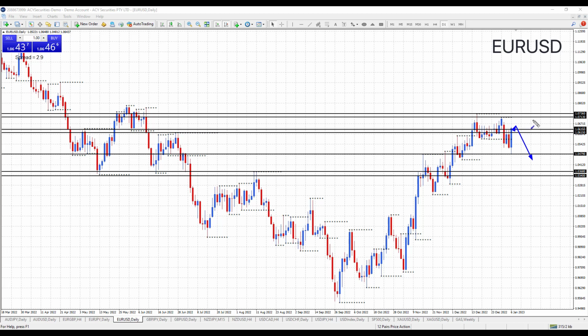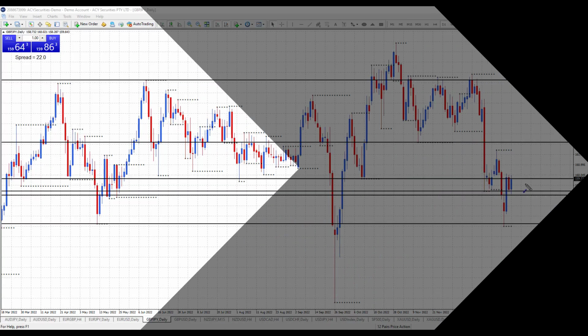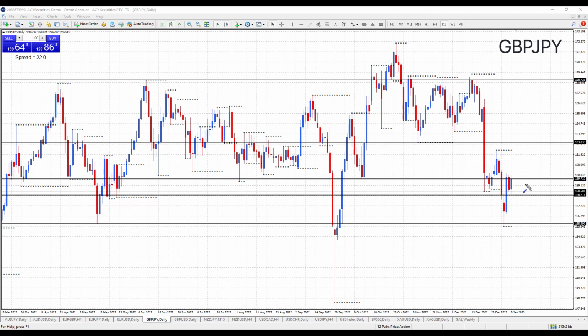I know we had a very positive day Friday, but that's just one day. Does that continue into the new week, or do we simply start to top out, put in a lower top to move back down? Alright, up next, pound yen.